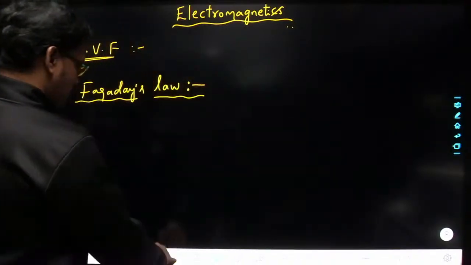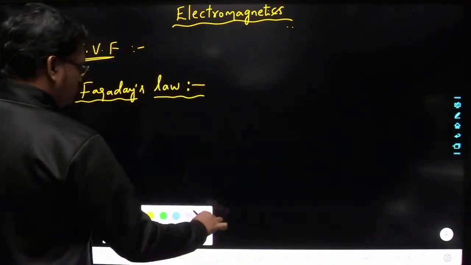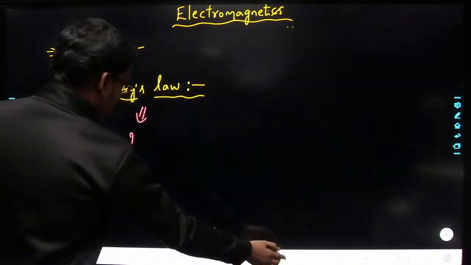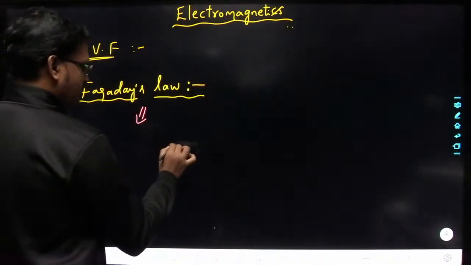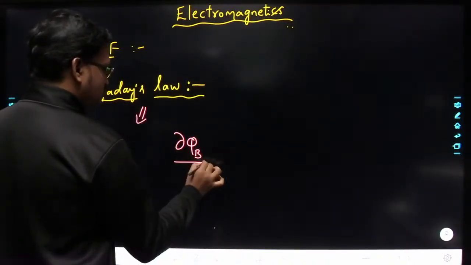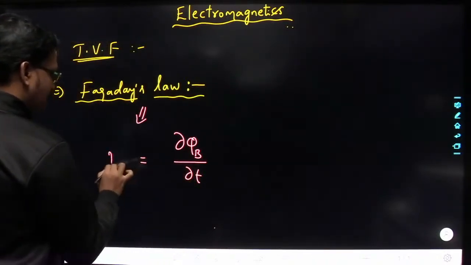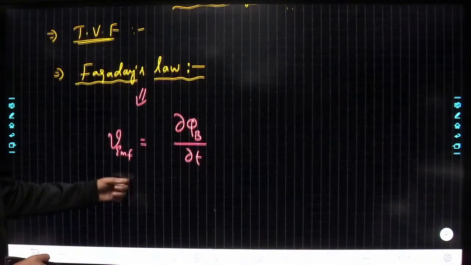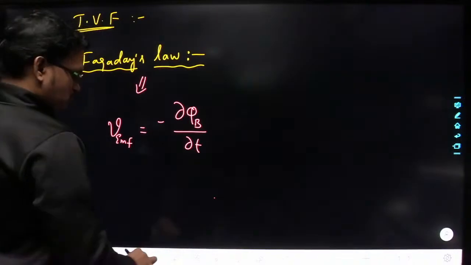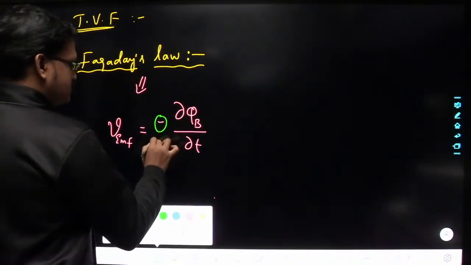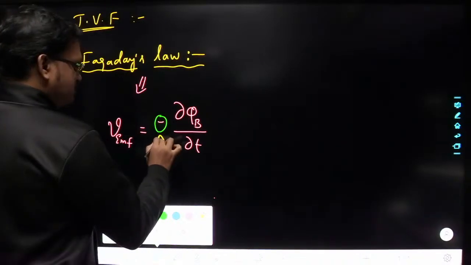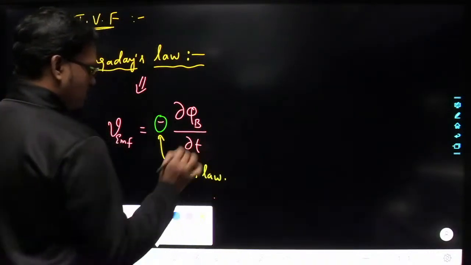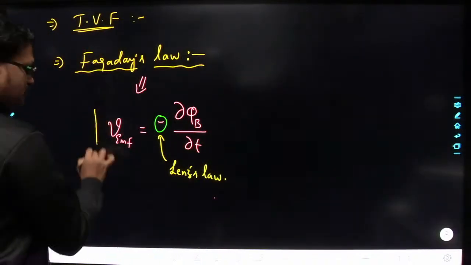So we have given the mathematical form to this Faraday's law. What is the mathematical form? Whenever there is a change in magnetic flux, there is an EMF induced around a closed loop. Here we have put a minus sign. This minus sign is because of Lenz's law.